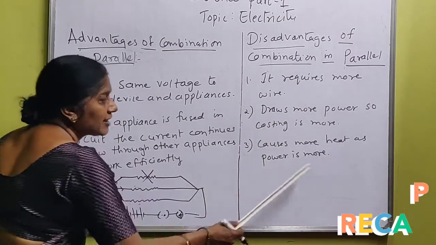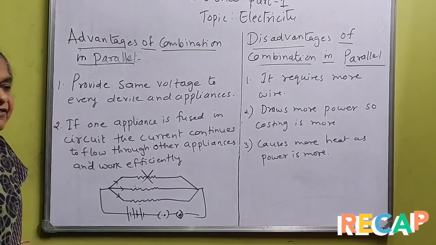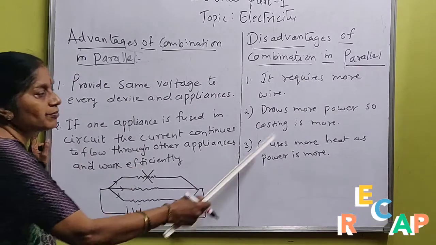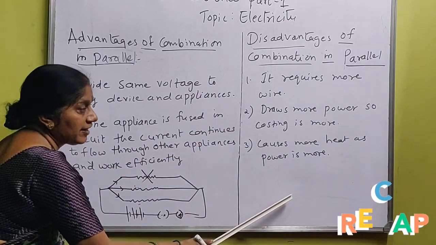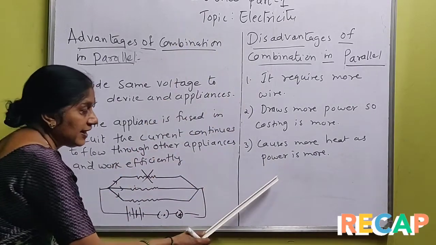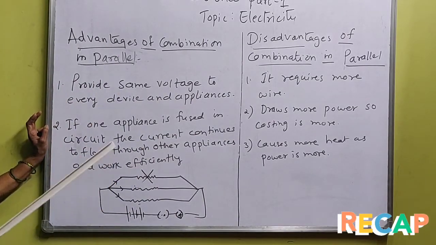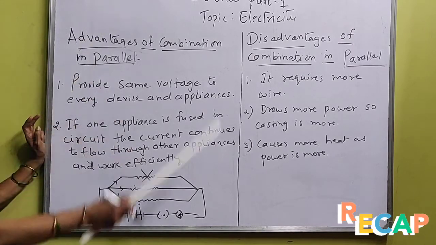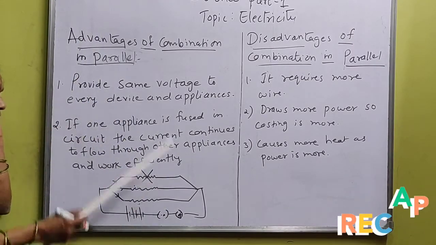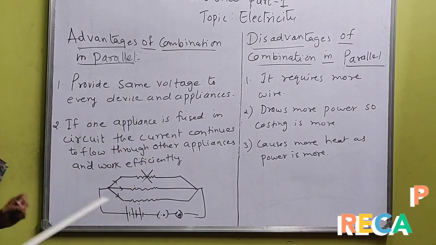It causes more heat as power is more. When the power increases, the heating effect also increases. So it causes more heat as power is more. These are the disadvantages. Though disadvantages are there, the advantages are more in parallel than in series. So in household supply, the connection will be in parallel. Combination in parallel is preferred over series.